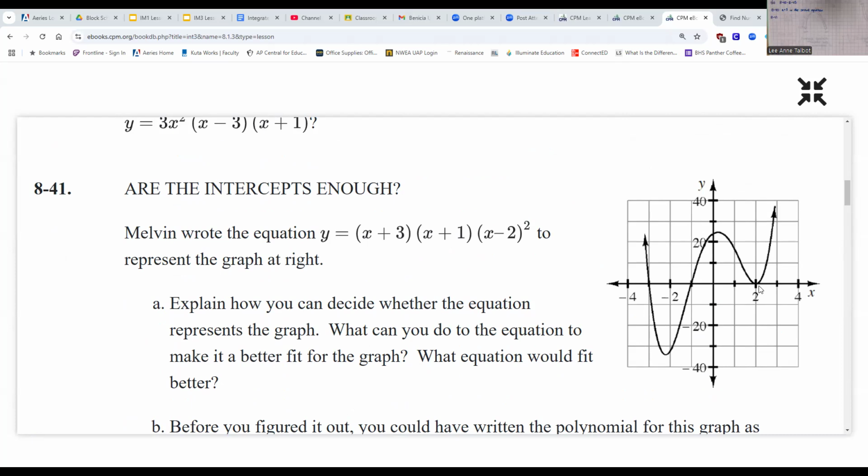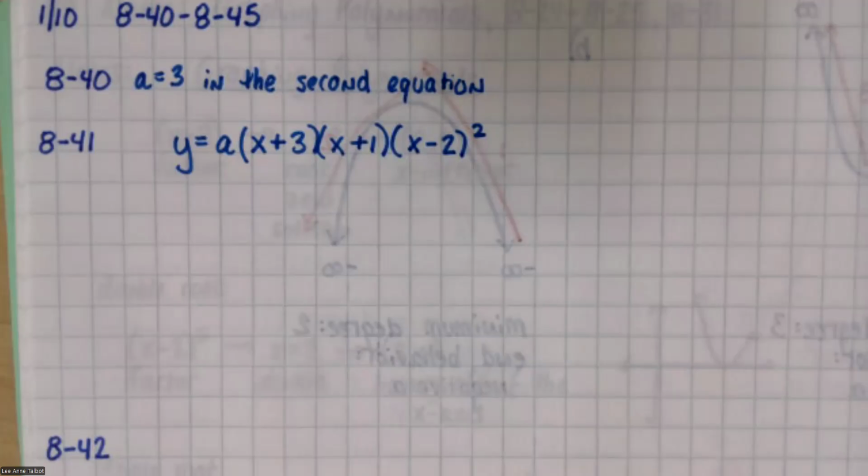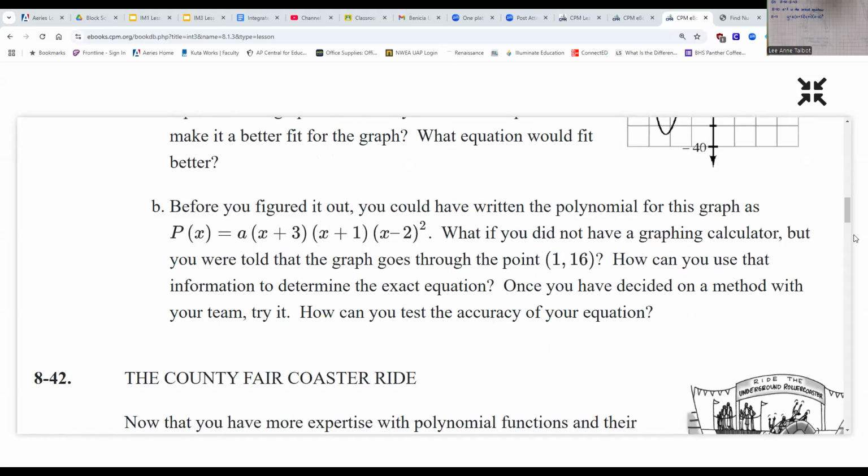Okay, so I want you guys to write Melvin's equation down, but I want you to put an A in the front of the parentheses. So I'm going to write y equals A, x plus 3, x plus 1, x minus 2 squared. Let me show you what I wrote real quick. Y equals A, x plus 3, x plus 1, x minus 2 squared. Okay.